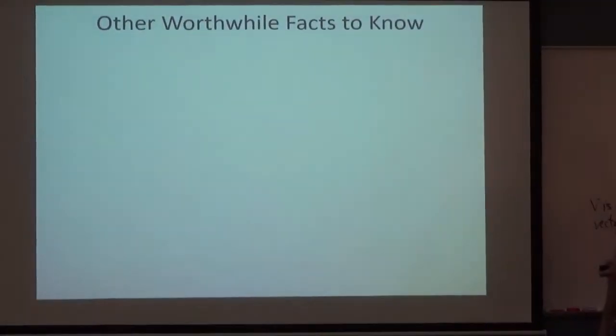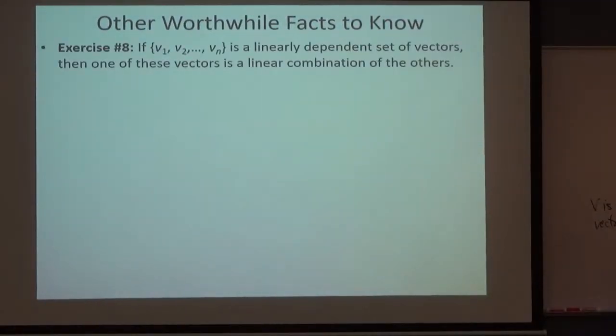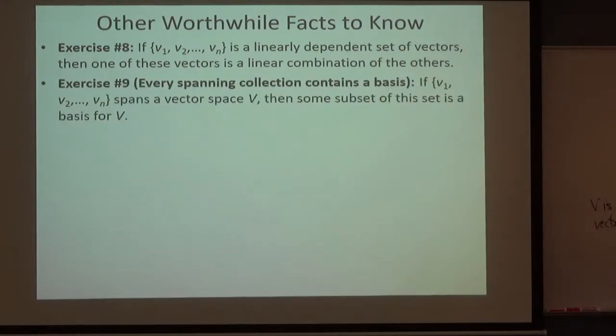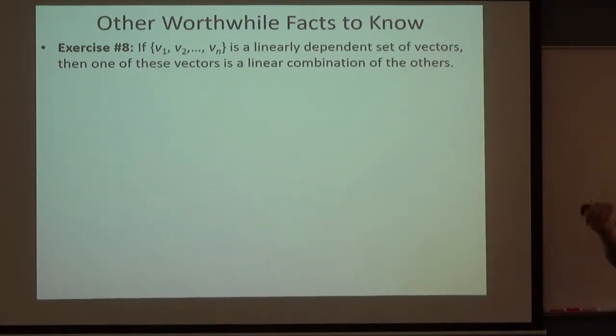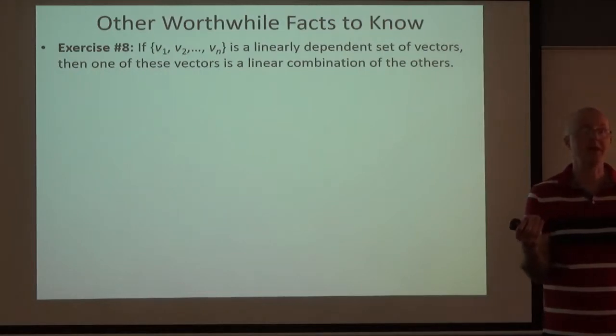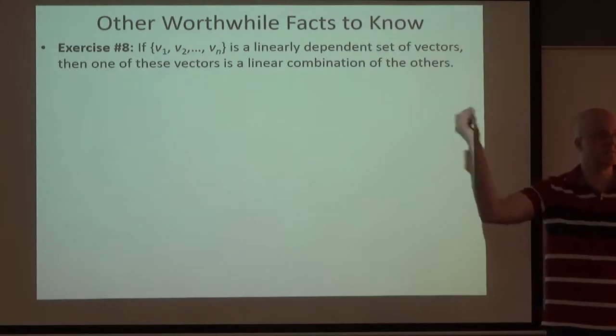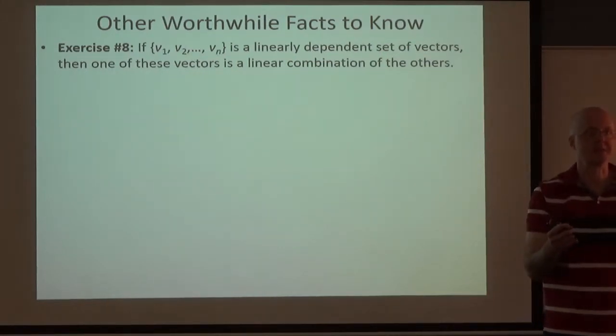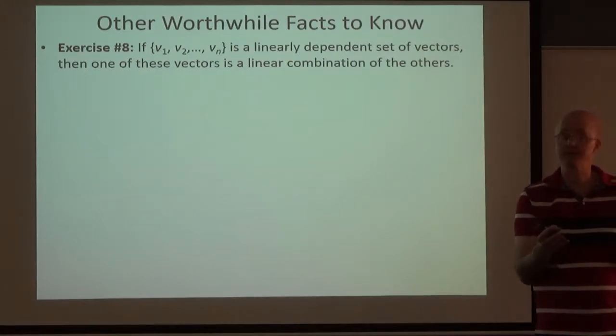Other worthwhile facts to know. If you've got a linearly dependent set of vectors, then you can say one of these vectors is a linear combination of the others. I guess I'm going faster now again because we have the quiz. So, if you've got a collection of vectors that's linearly dependent, and you'd like to get a basis out of it, just start throwing some vectors away until you get a linearly independent set. It would then be a basis for some subspace of the vector space.